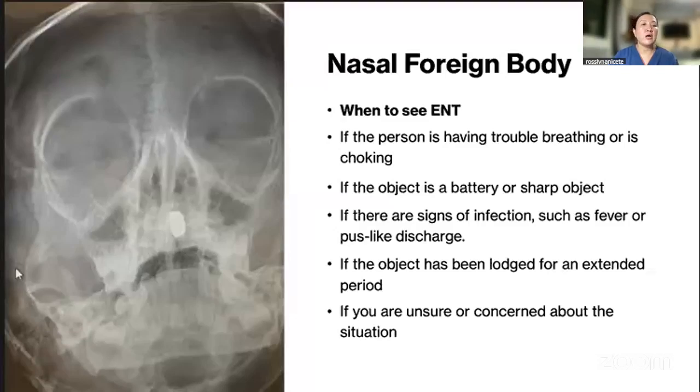In this photo, this is a case of a child who inserted a button battery into the left nostril. So the danger of having a button battery in the nose is it can cause injury to your septum, which is actually the mid partition of your nose, and then it can cause tissue damage, and then it will lead to what we call a septal perforation.